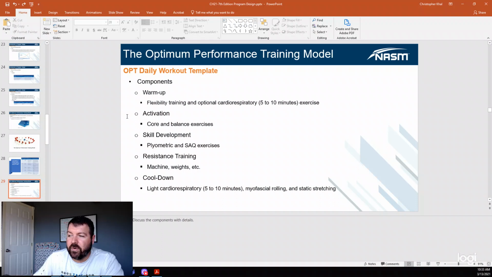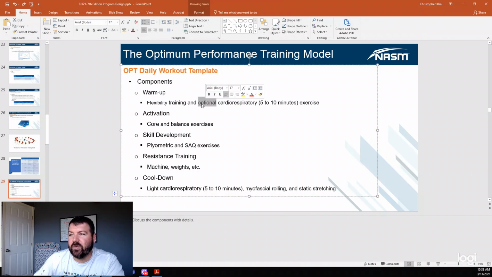Okay, so components of the daily workout template. You have the warm-up: flexibility training and optional cardiorespiratory exercise. I actually don't like the whole optional. I think you should have some part of cardiorespiratory exercise, about 5 minutes or so. Usually, in my weightlifting class, I'll have them do 3 laps around the parking lot. Not a big parking lot, but that'll take about 5 minutes or so. It's just a little jog. Usually at the end you're sweating, which is really what you want.